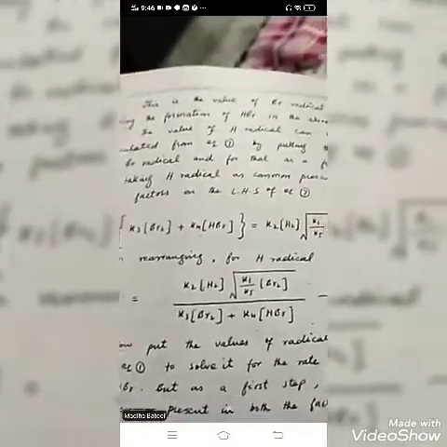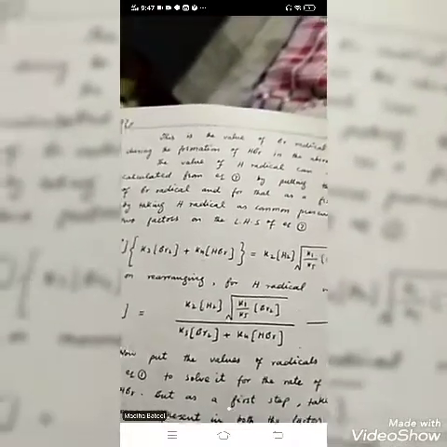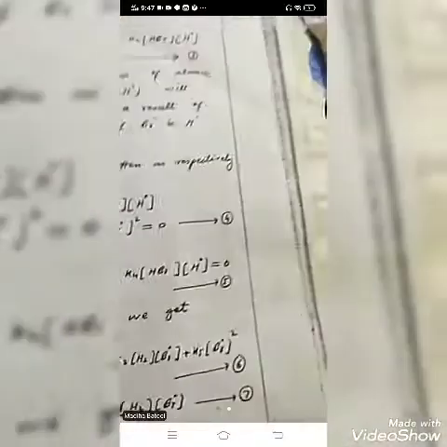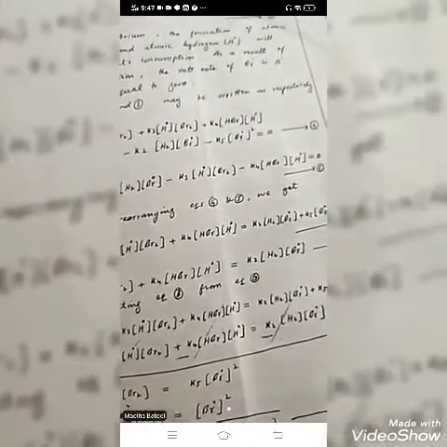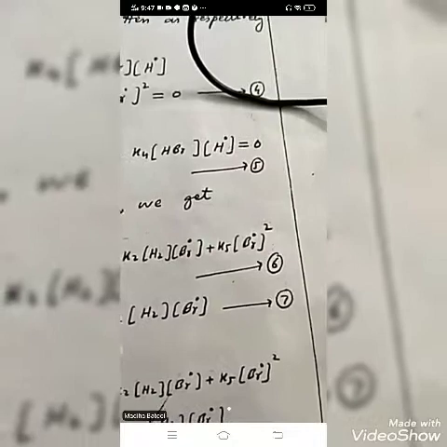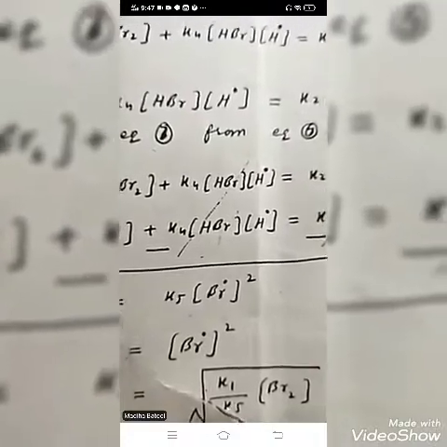and similarly K3 HBr will be equal to K2 H naught H2, as you can see here in this equation. After rearrangement, you can see equation number 7 again. Let us see what equation number 7 is. It is K3 H naught Br2 plus K4 HBr H naught equals K2 H2 Br naught. As you can see, in equation number 7 here is the Br naught, and you calculate the value of Br naught as the square root of K1 divided by K5 Br2.